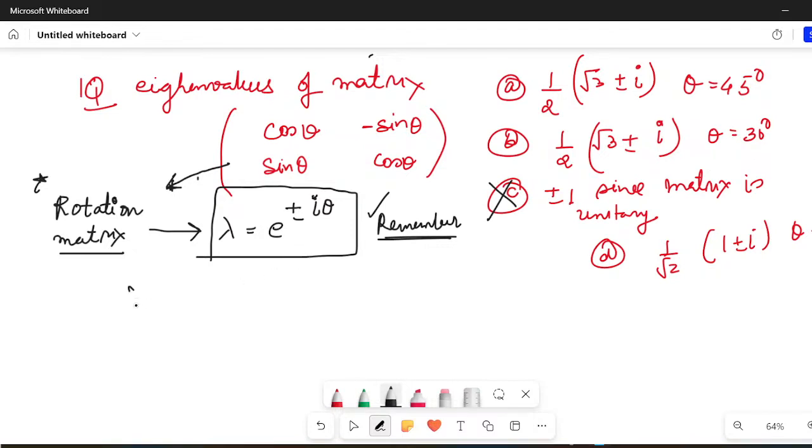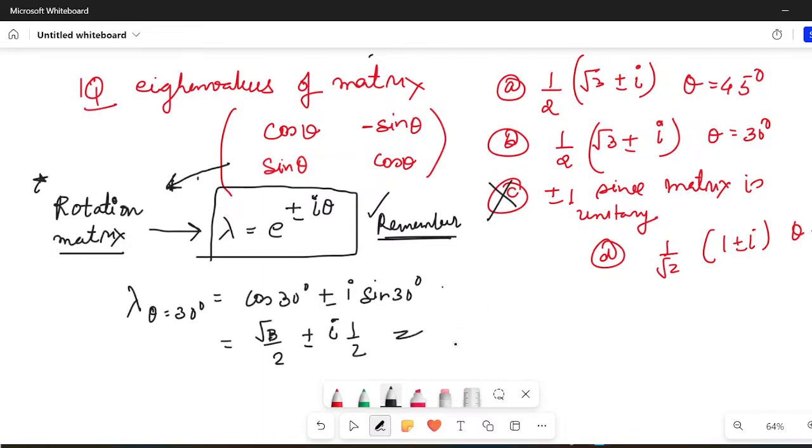So the eigenvalues for theta equal to 30 degrees will be cos 30 degrees plus minus iota sine 30 degrees. What is cos 30? Cos 30 is simply root 3 upon 2. And then plus minus iota. What is sine 30? It is 1 upon 2. So take 1 upon 2 common and you will get root 3 plus minus iota. So I think option B is the correct answer.